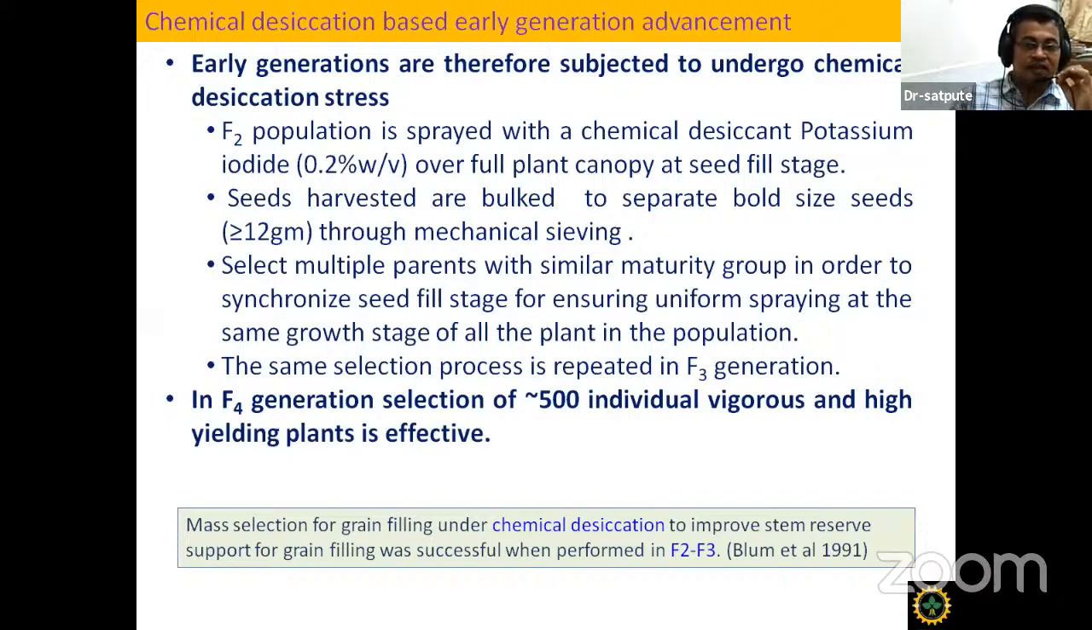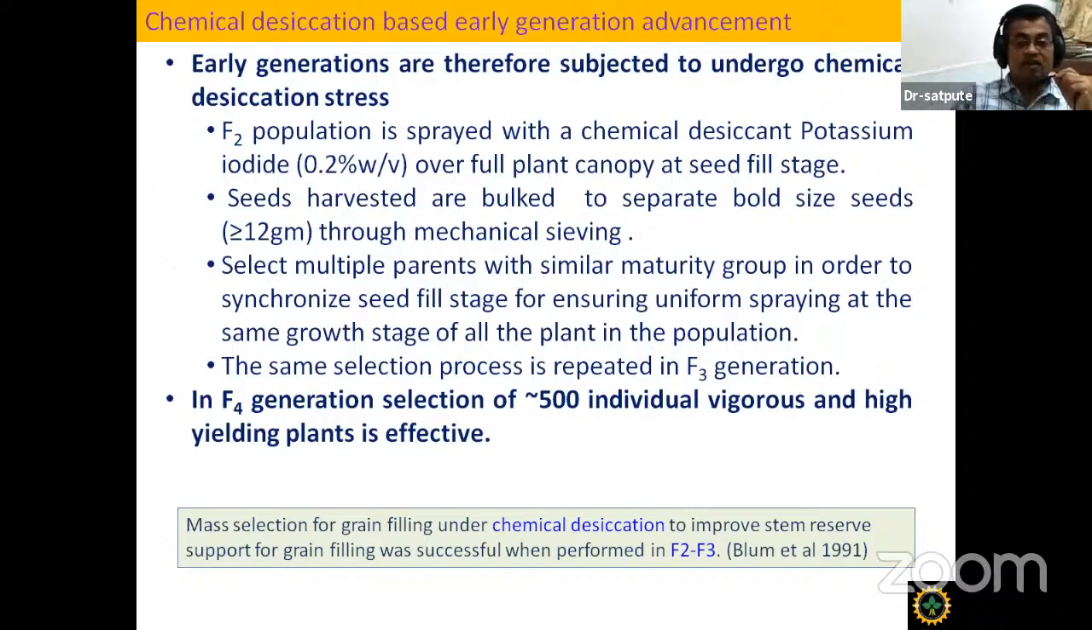Then select multiple parents. The point to note is to select multiple parents with a similar maturity group in order to synchronize the seed fill stage, ensuring uniform spraying at the same growth stage for all the plants in the population in a particular generation. The same selection process is repeated in the F3 generation as well, and in the F4 generation, selection for approximately 500 individual vigorous and high-yield plants is effective, and this has already been reported by Bloom et al.